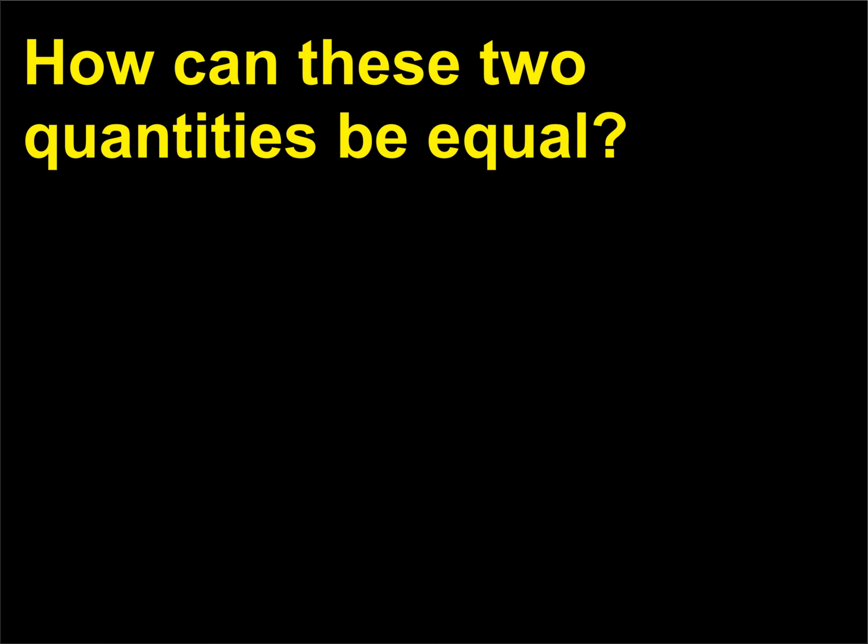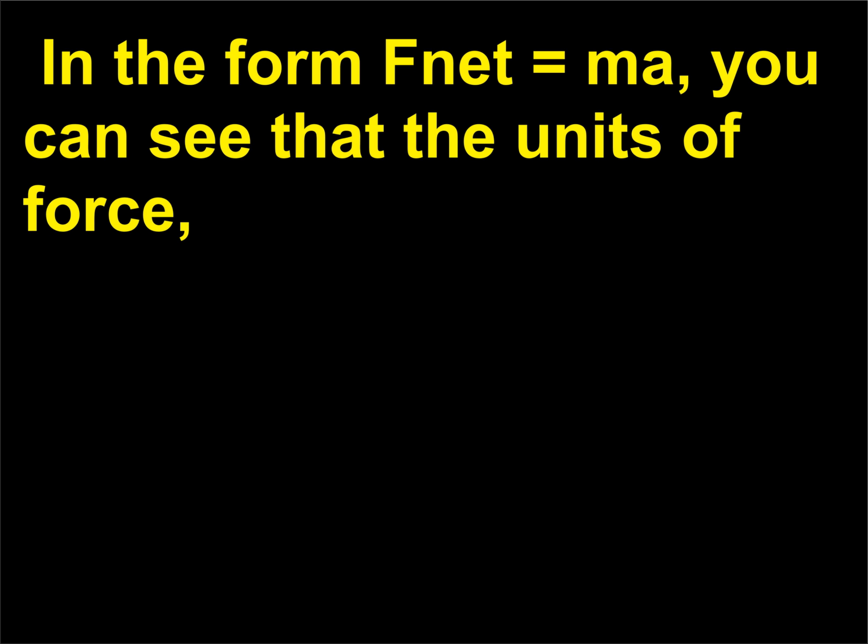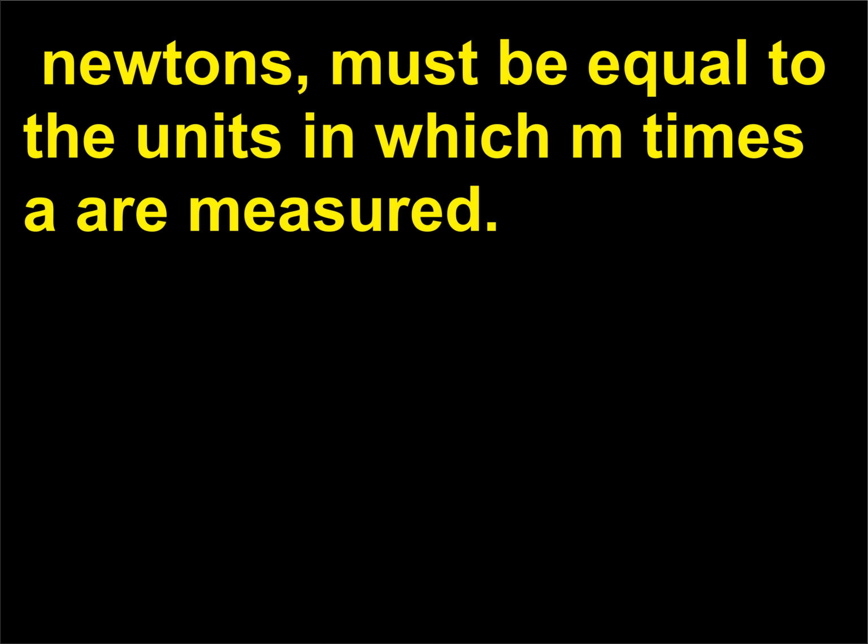How can these two quantities be equal? The answer can be found by looking at Newton's second law again. In the form F net equals ma, you can see that the units of force, newtons, must be equal to the units in which m times a are measured.